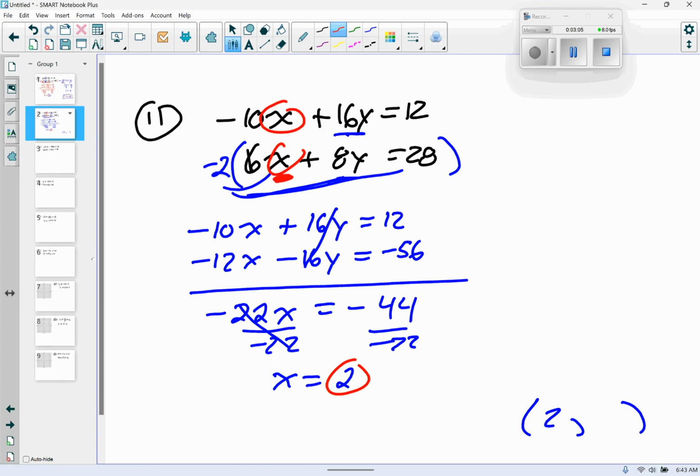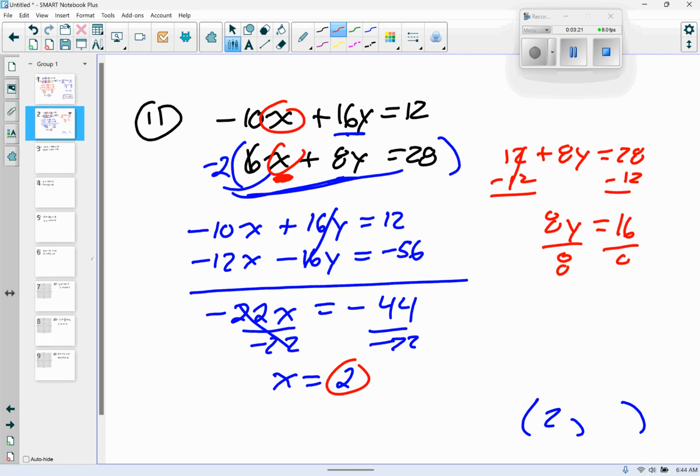So this is going to be a 2. 6 times 2 is 12 plus 8y equals 28. Subtract 12 from both sides. 8y equals 16. Divide both sides by 8. So y is equal to 2, because 16 over 8 is 2. So 2 comma 2 is the answer.